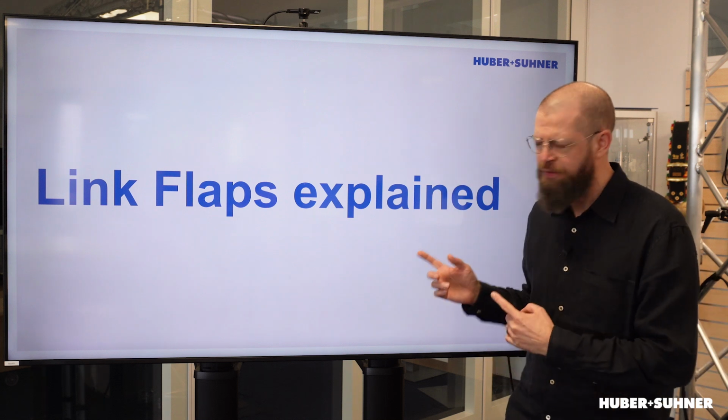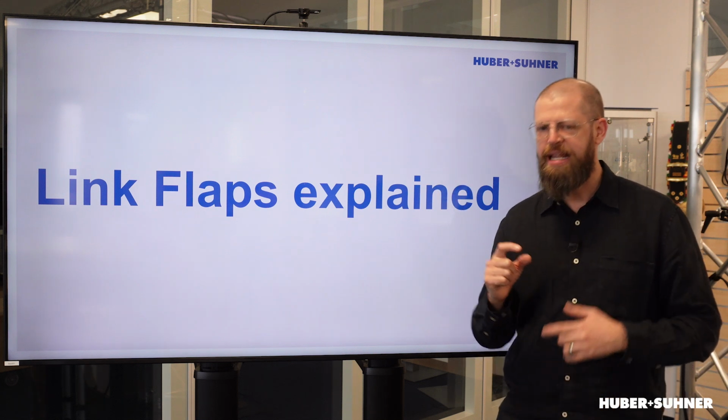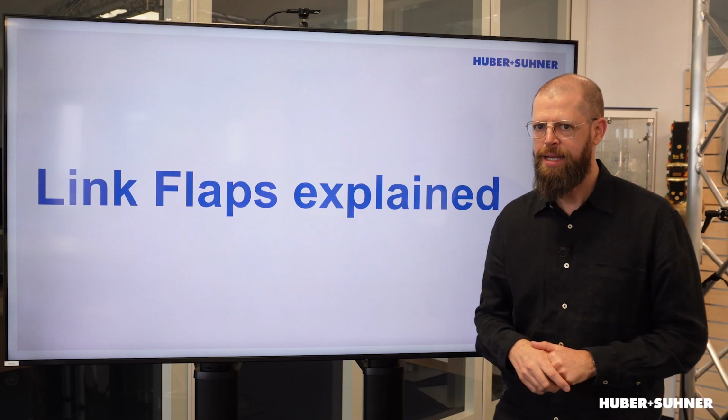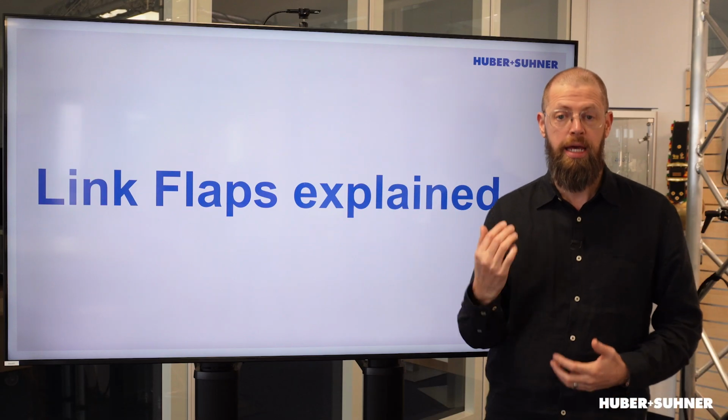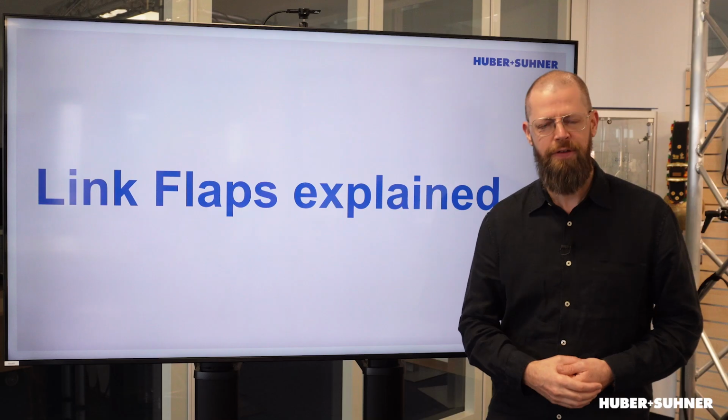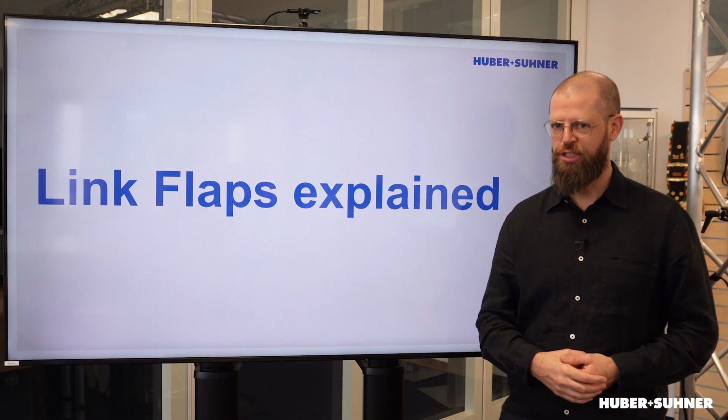Do you know what link flaps are? They're small events that have a massive negative impact on data centers, especially AI data centers. If you want to find out more, stick around and we'll check it out.